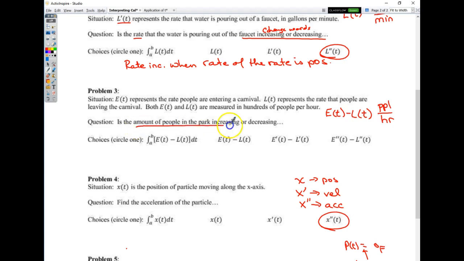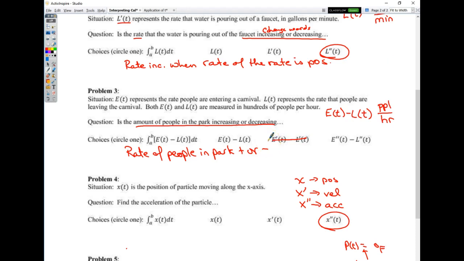If I want to know if the amount of people in the park is increasing, I'd like to find whether the rate of people in the park is plus or minus. Remember, increasing or decreasing, I need to think: okay, what do I need to find to be positive or negative? So I need to find out when the rate of people in the park is positive. The rate of people in the park is people per something. Well, people per hour. The answer to this question is not the derivative.